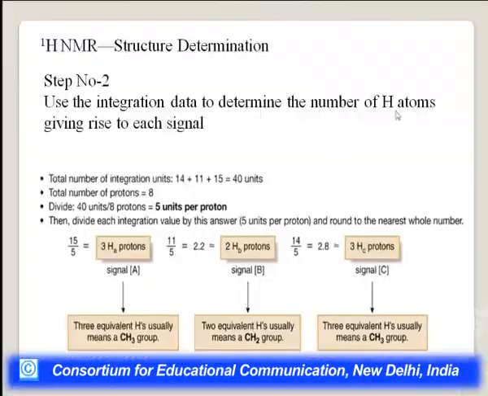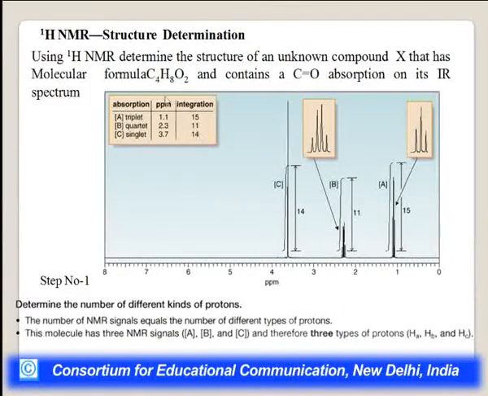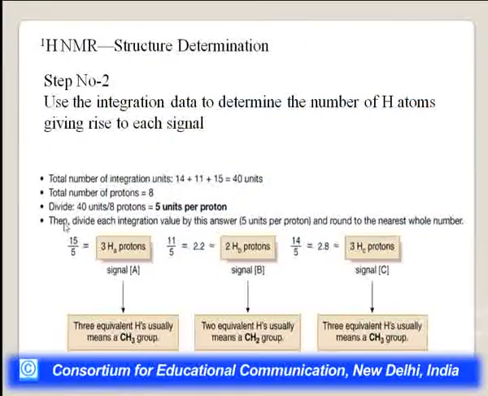Step number 2, use the integration data to determine the number of protons on each signal. Total number of integration units: 14 plus 11 plus 15 is equal to 40 units. The total number of protons we have seen from the molecular formula is 8. So when we divide the total number of integrated units by the total number of protons in the molecule, we get 5 units per proton.